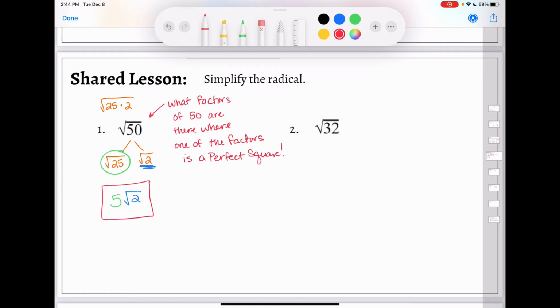So I look for the factors where one of the factors is a perfect square, take the square root, and pull it out to the front. Anything left is going to stay inside the radical. Now we want to keep doing that until you can't find any more perfect squares inside the radical.